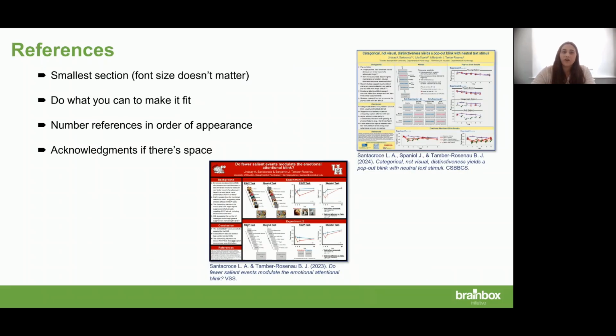And references are the smallest section. Font size doesn't really matter here. You've got to pretty much do what you can to make it fit. But you are going to want to number the references in order of appearance. Like I said in the intro section, you're just going to want to have little numbers for the references, and they'll correspond to the reference section. And if there's space, you can add acknowledgements. But you can see here, that's the reference section for this poster, and that's the reference section for this poster.